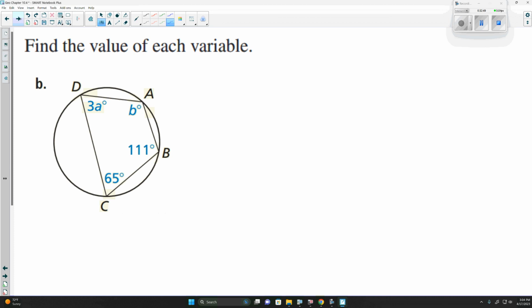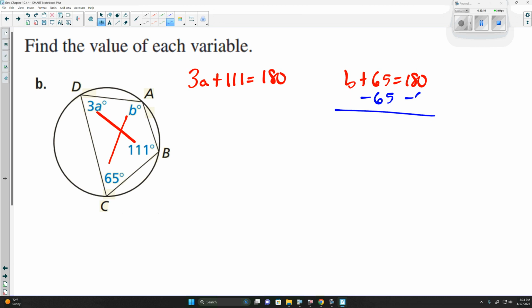Now this one here, again, we have an inscribed quadrilateral. So the opposite angles are supplementary. They add together to be 180. So 3a plus 111 is equal to 180, and we also have b plus 65 is 180. Can I just subtract 65? Yeah. Oh, that's literally what we did today. Oh my bad. I'm sorry. You're good. So we would subtract 65, telling us that b is 115.